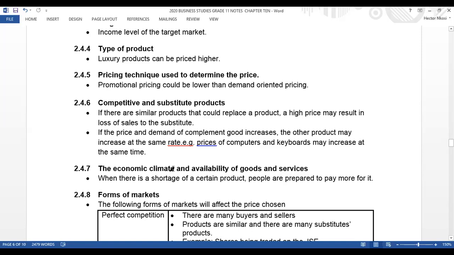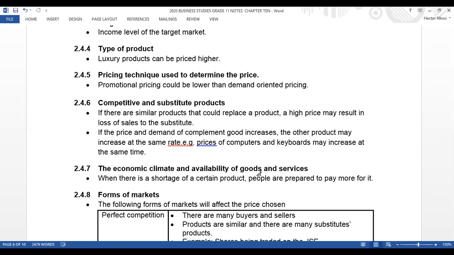The economic climate and availability of goods and services. So basically here, when there is a shortage of certain products, people are prepared to pay more. I'm just going to make a funny example, but it is true, right? So the availability of goods and services, we know now South Africa is facing a huge pandemic, which is coronavirus, right? And now there are certain goods that are no longer existing in the market, or they're on pause. So they are not available, basically.